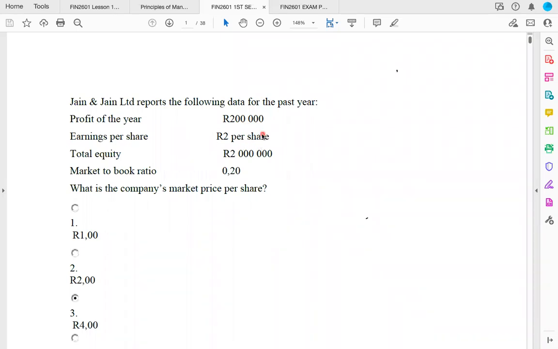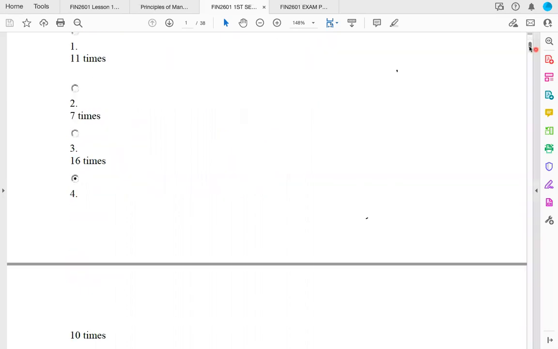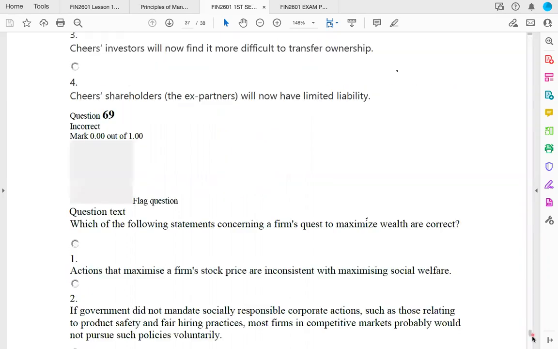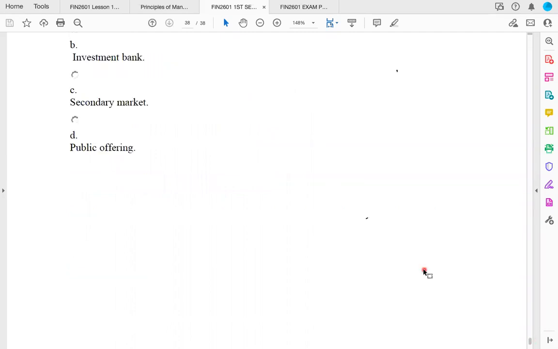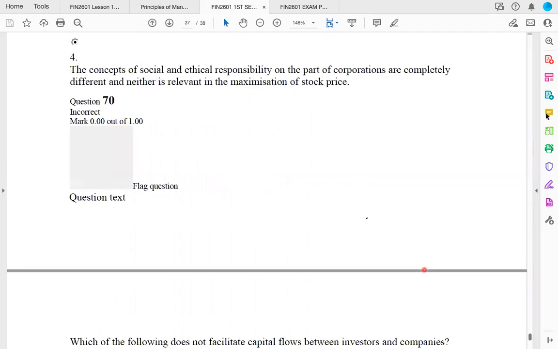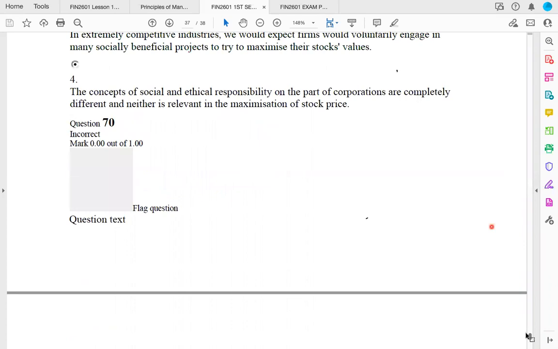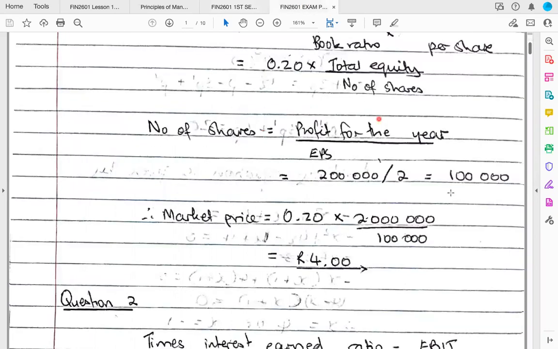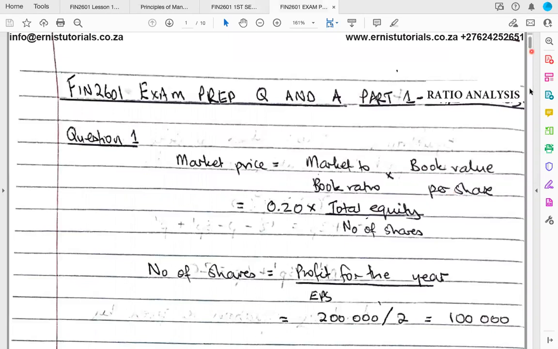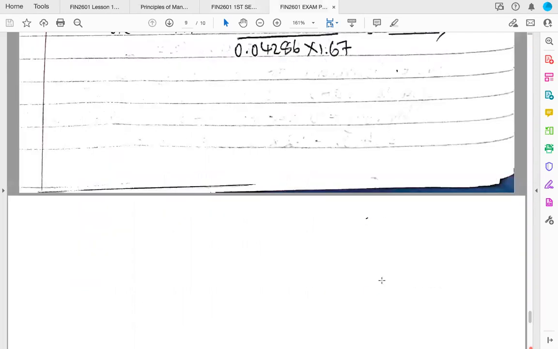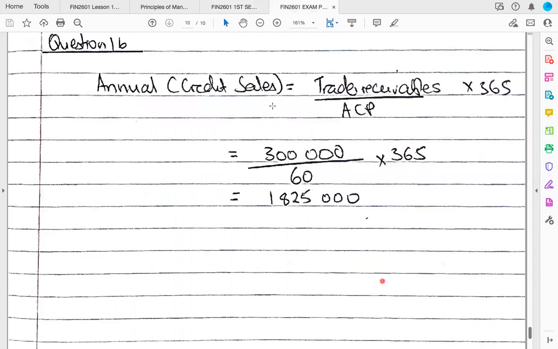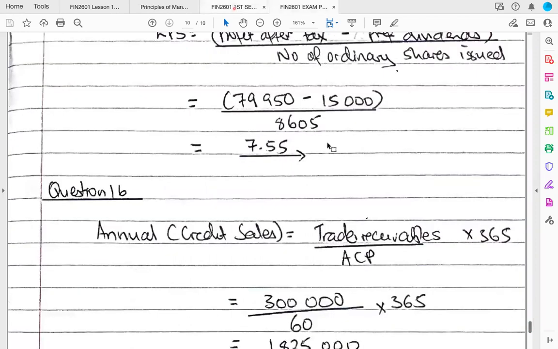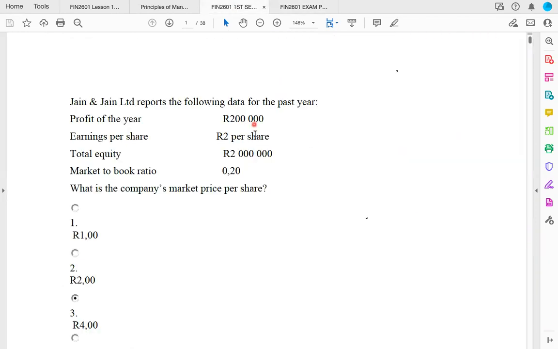So the exam prep for 2022 semester 1 that I'm going to be basing the classes on actually goes up all the way. I think you were actually given up to 70 questions, right? So in this particular class, I'm just going to be taking you through the ratio analysis questions and explaining some important concepts. And I think that covers the first 16 questions. Okay, so we can get started, starting with number 1.